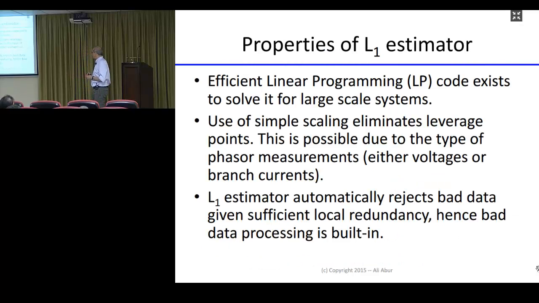Generally, this is a summary of what I said. We have certain advantages after 30 years. First of all, we have much more efficient LP code. Some of it is even free; you can just download it and use it, and it can work with very large scale systems in a very computationally efficient manner. Second, simple scaling can be used to get rid of all the leverage points, assuming you are only using phasor measurements. And of course, without leverage measurements, we don't have any worries. The L1 estimator hopefully will automatically reject bad data, and this built-in bad data processing will give us an advantage.